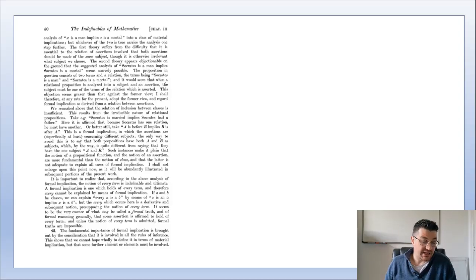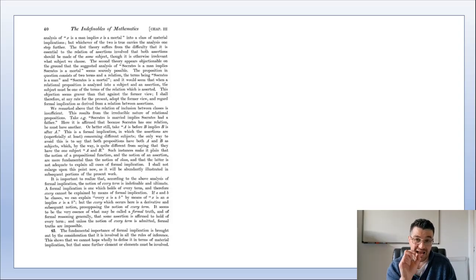Or better still, take A is before B implies B is after A. This is a formal implication in which the assertions are, superficially at least, concerning different subjects. The only way to avoid this is to say that both propositions have both A and B as subjects, which, by the way, is quite different from saying that they have the one subject A and B. So this is kind of making a reference to what's coming up in chapter 5 with A and B.